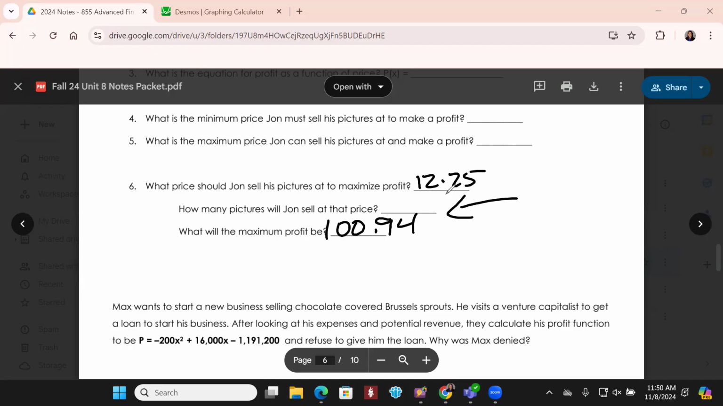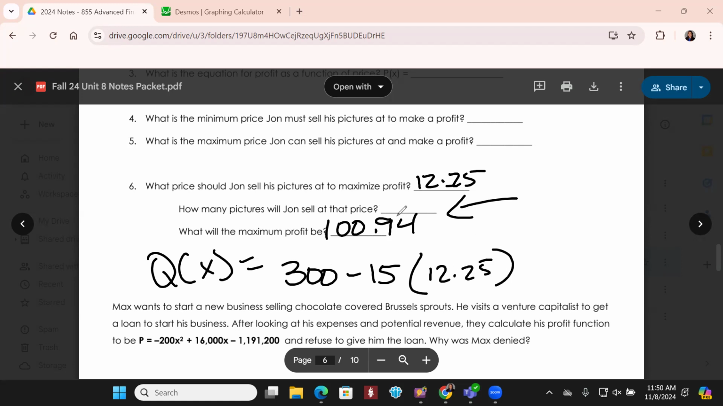How do we figure this one out? Everybody always forgets this equation. At the beginning, they told us what Q of X was. What was the formula? Extra paper. $300 minus 15x. And so on this one, we're going to plug in 12.25, and that'll tell us how many pictures we got to sell. Type it in, type it in.